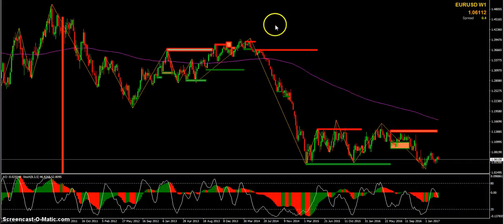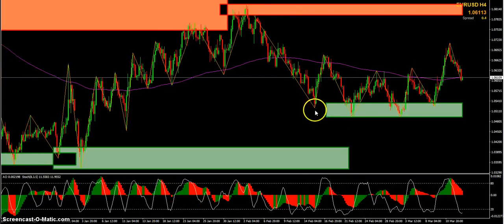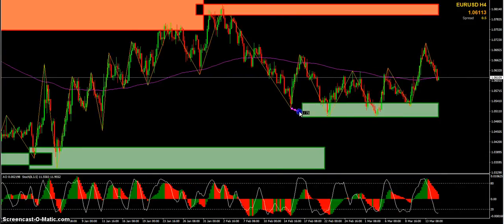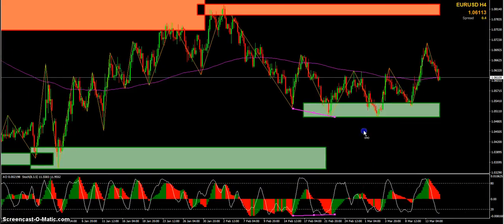The other trade we're looking at was the Euro USD. We just jumped straight down to the 4 hour chart. We needed to see our divergence with our lower price and our higher AO. So that was all delivered to us.